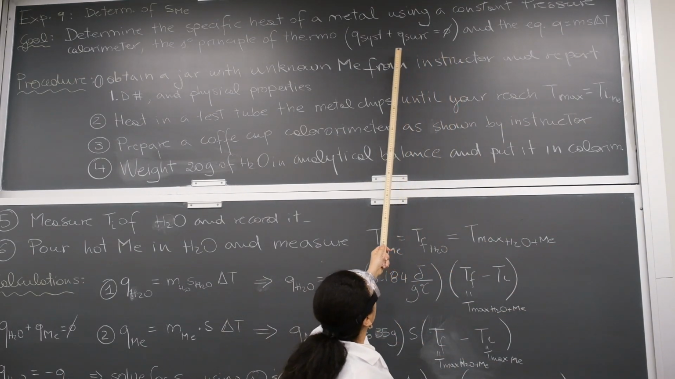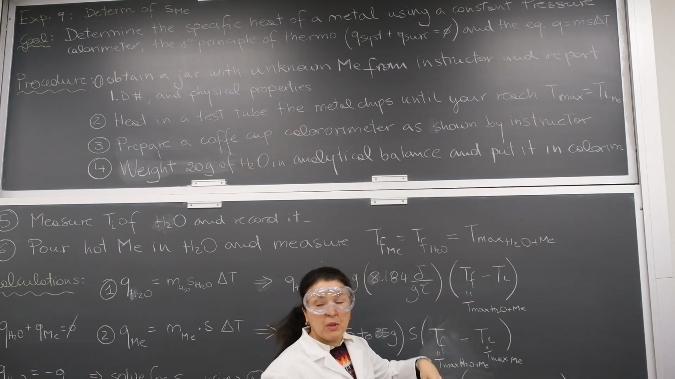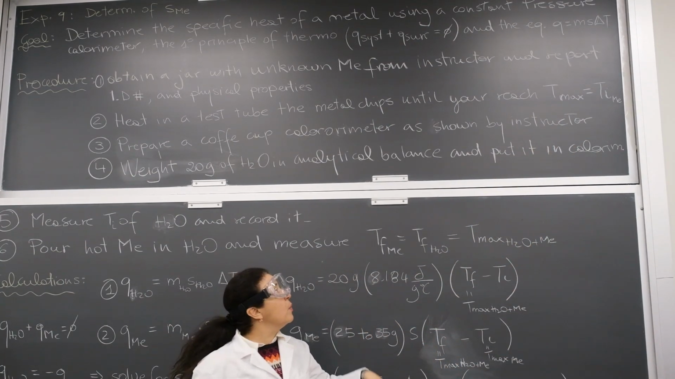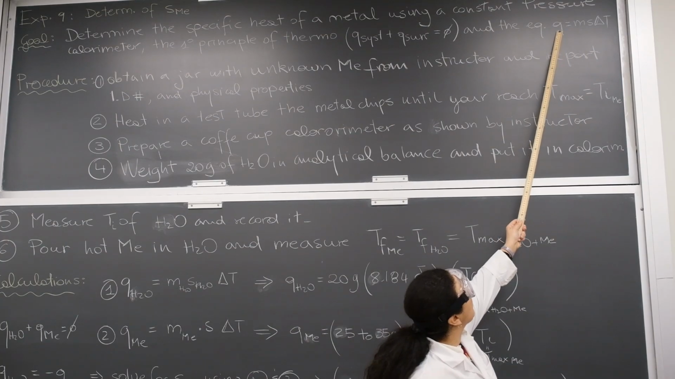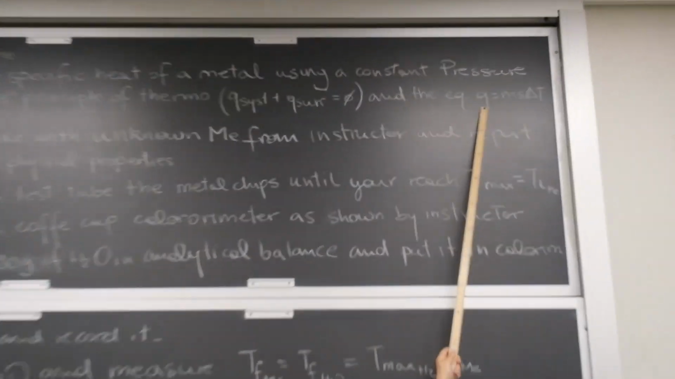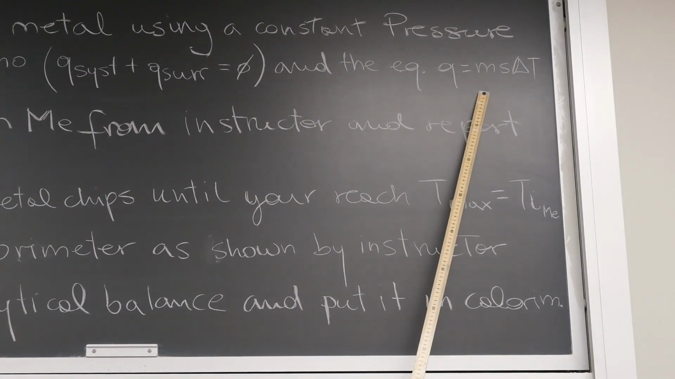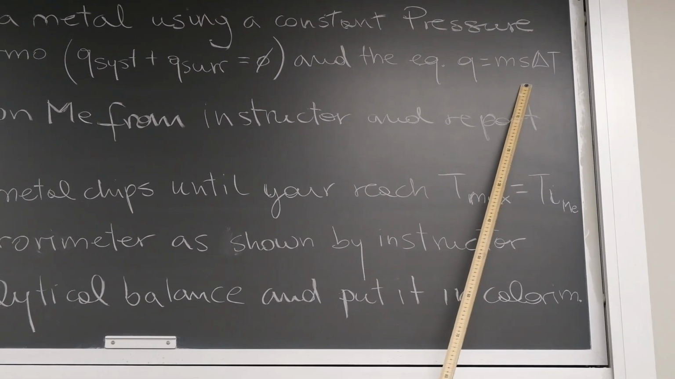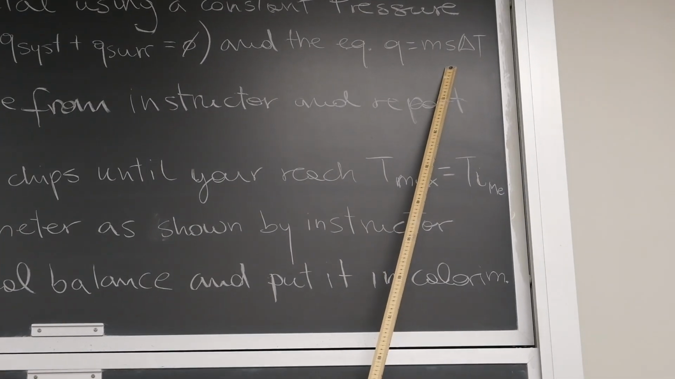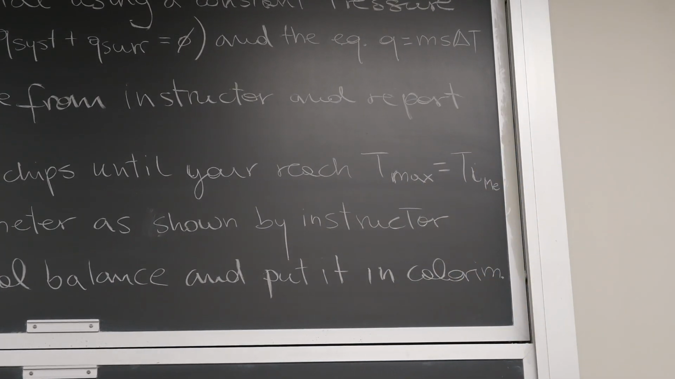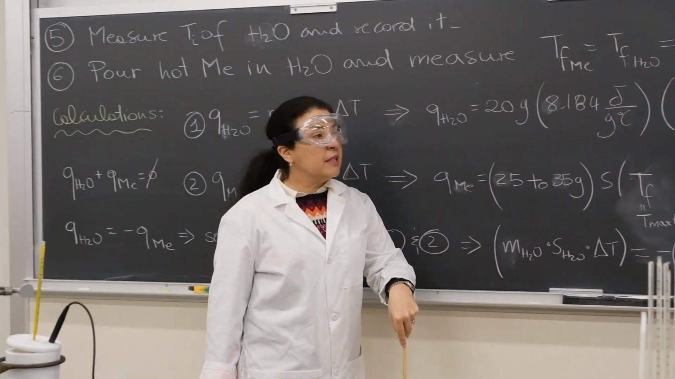And in order to calculate the heat exchange between the system and the surrounding, we are going to use this equation. Q, the heat, is equal to the mass of the species of which we are measuring the heat, times the specific heat of the species, times the change in temperature, delta T, that is given by T final minus T initial.